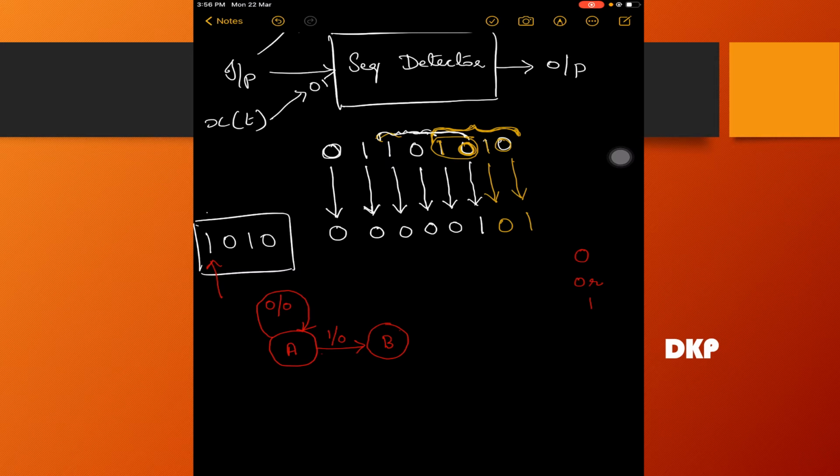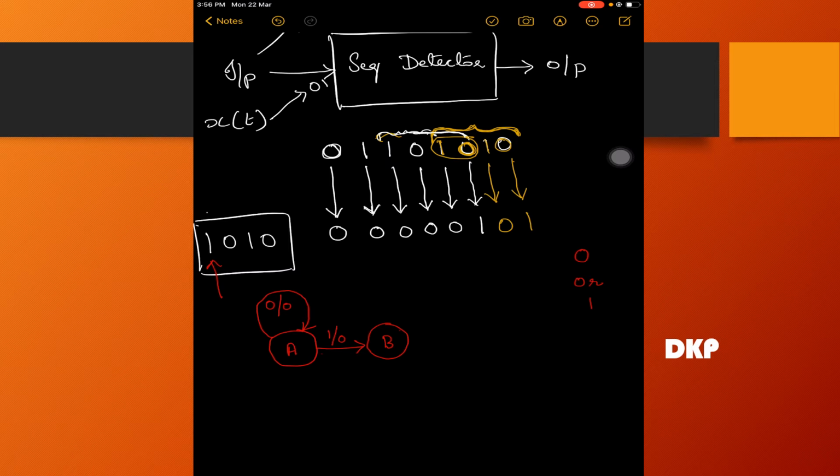But why has the machine gone to the next state? Because the machine thinks that the input 1 is the first bit of the desired sequence and it is going to complete the sequence, and therefore it has considered this bit 1 as the starting of the desired sequence. Therefore, it has moved to the next state. But it has given the output as 0 because it is an incomplete sequence.